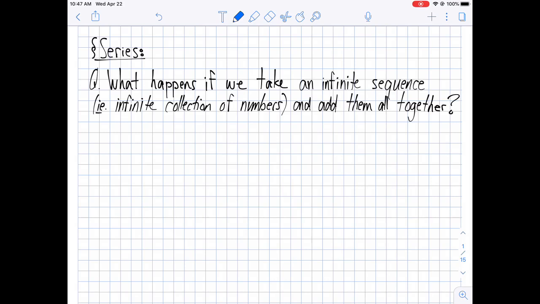So in this video, we're going to be looking at series, and really it's going to be an introduction to quite a bit of new notation. We're really looking to answer the question of what happens if we take an infinite sequence, or an infinite collection of numbers, and we add them all together. We want to see what happens to this infinitely long sum.